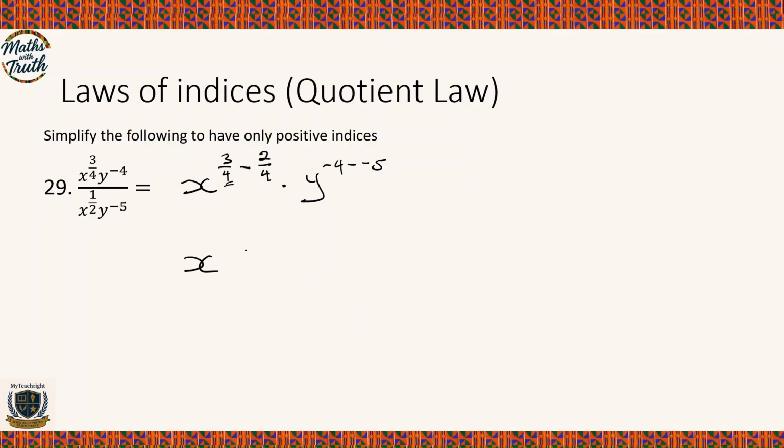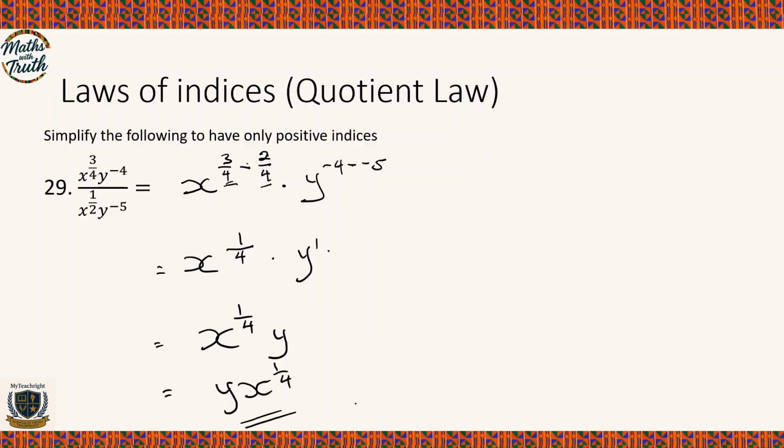And so we have x exponent, since the denominators are the same, we retain the denominator. And then we have 3 minus 2, which is 1. And here we have y exponent negative 4 minus 5, which is negative 4 plus 5, which is 1. And that is equal to x exponent 1 over 4 y. Or we can state it as y x exponent 1 over 4.